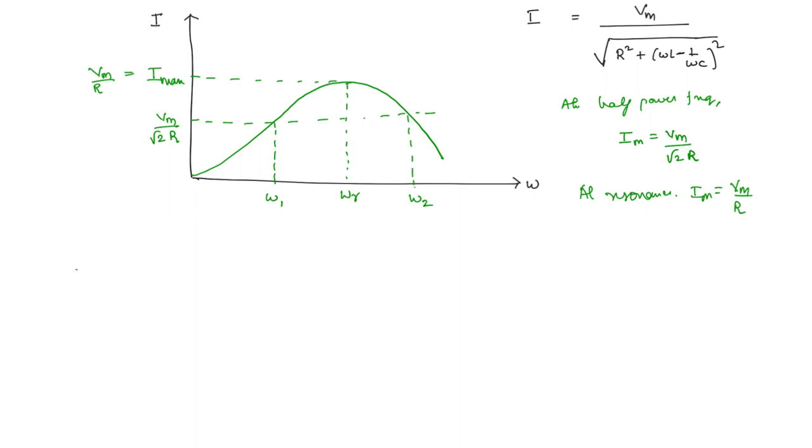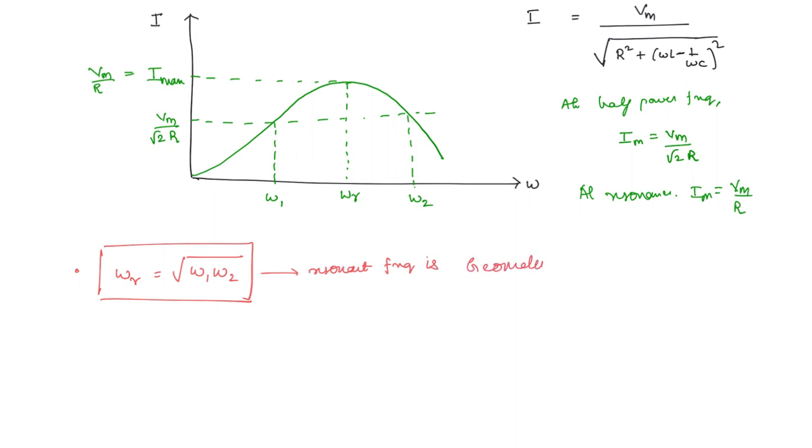Now there is a very important formula which relates the resonant frequency and the half power frequencies. So what is that? The resonant frequency omega r is the geometric mean of the half power frequencies. That means omega r is root over omega 1 omega 2. Resonant frequency is the geometric mean of half power frequencies.